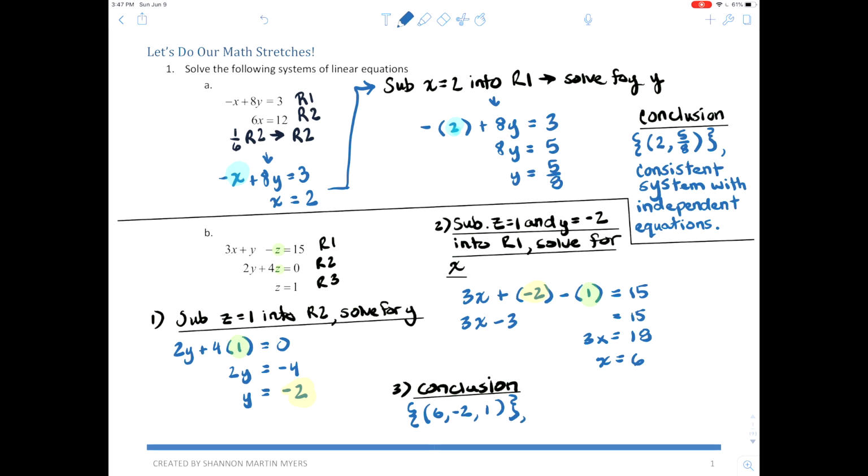And then this system had a solution, right? We didn't get a contradiction anywhere. So this is a consistent system with independent equations. All right, are we all warmed up? Very good. Let's go ahead and box these final results.